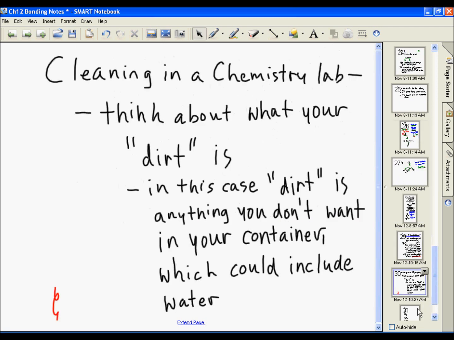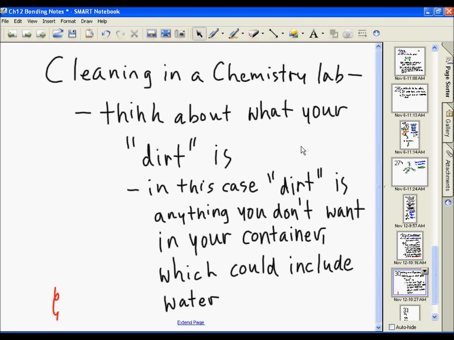In a chemistry lab, when someone is cleaning, they really need to think about what their dirt is. And in this sense, dirt is kind of a relative term because dirt really is anything you don't want in your glassware or your containers. And in fact, water could be dirt.